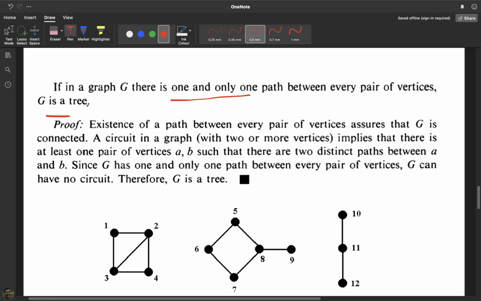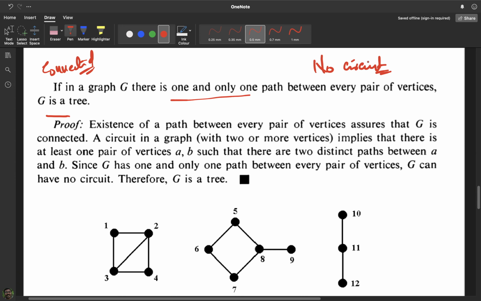So that is over. And what extra condition is there for a tree? There should be no circuit. So a tree is a connected graph without any circuit. So we have got that the graph is connected, because there is exactly one path between any pair of vertices. Now you have to show that it is a tree, so you have to show that there are no circuits in the graph.